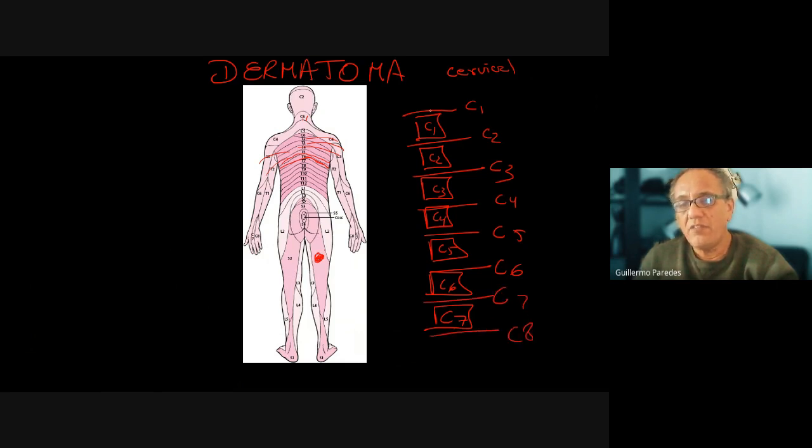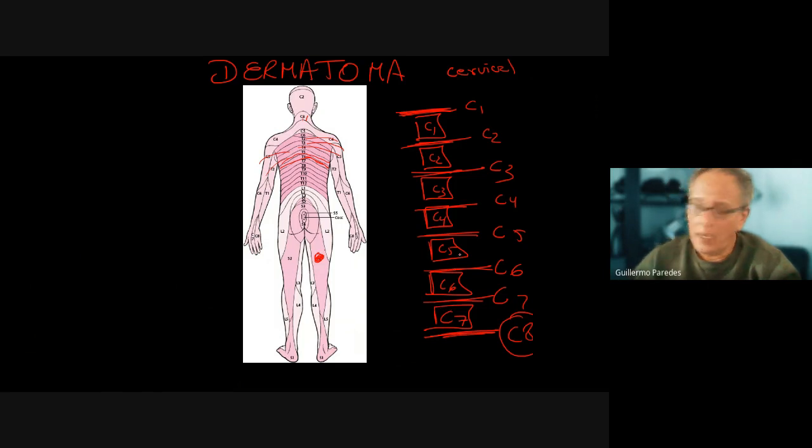So we have 7 cervical vertebrae, and in between these vertebrae arise the spinal nerves. How many cervical spinal nerves do we have? We have 8 spinal nerves, but only 7 vertebrae. The reason is that the first nerve sits on the top, above C1. So this is C1, C2, C3, C4, C5, C6, C7, and below C7 there's another spinal nerve that is called C8. Okay? Dermatoma. You okay with that?